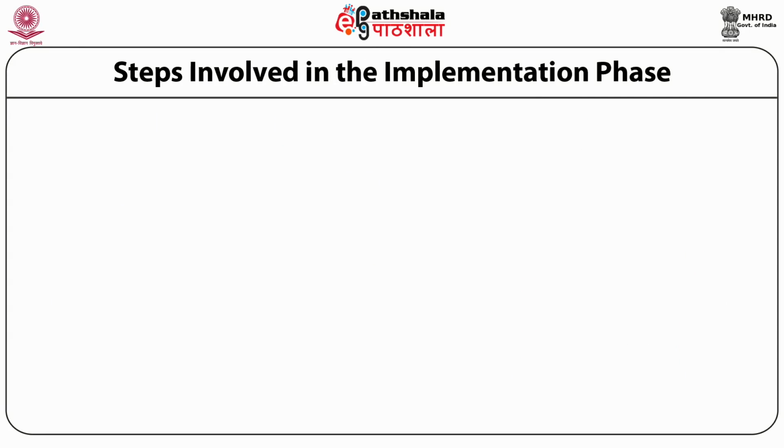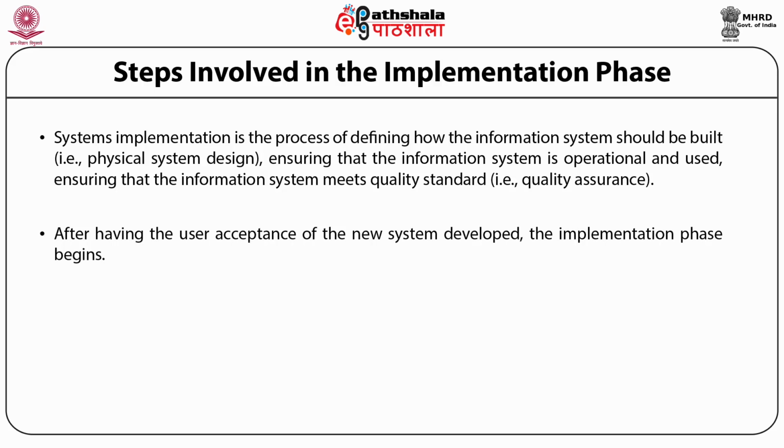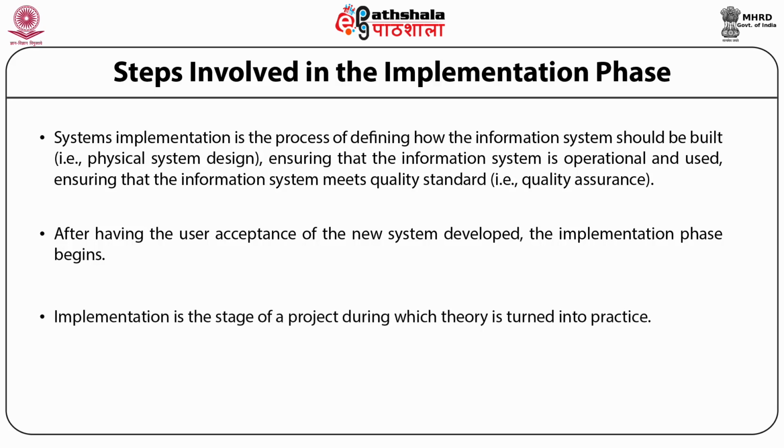We will now discuss the different steps involved in the implementation phase. As you can see, in the system development lifecycle process, the implementation stage is the fifth stage of the SDLC cycle. This process defines how the information system should actually be built, that is, the physical system design. It ensures that the information system is operational and usable, and that it meets the quality standards. After user acceptance of the newly developed system, the implementation phase begins. It is a stage of a project during which theory is turned to practice.